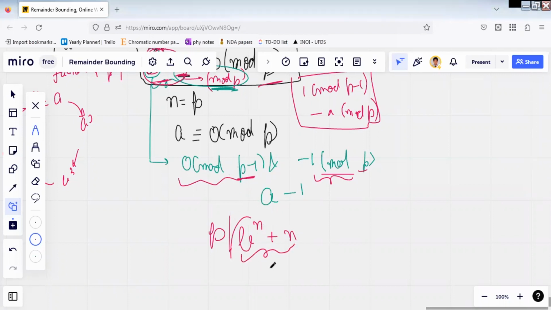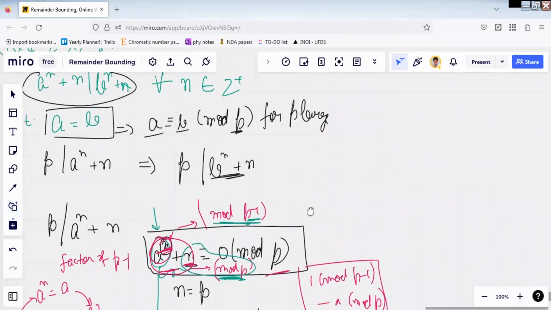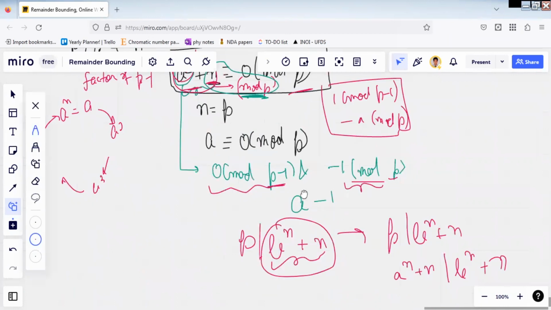Since n is 0 mod p minus 1, you'll again get this is 0. But you do not get much information from this, right? Yeah, this will just imply that p divides b to the power n plus n, which is good. But you somehow want to use the a to the power n thing divides b to the power n plus n. I mean, you want this condition eventually, right? So how do you bring that thing?